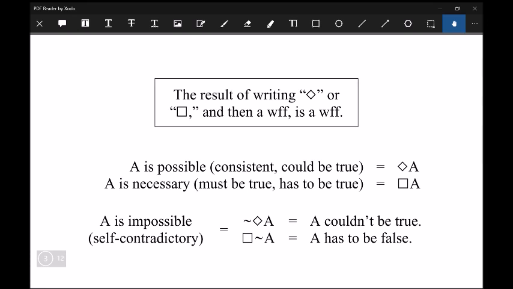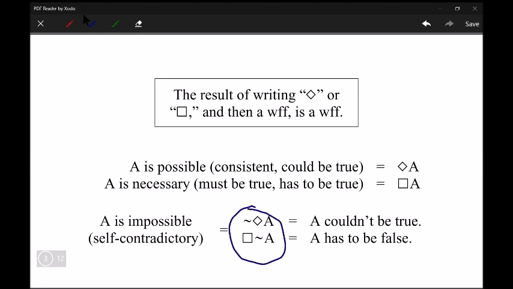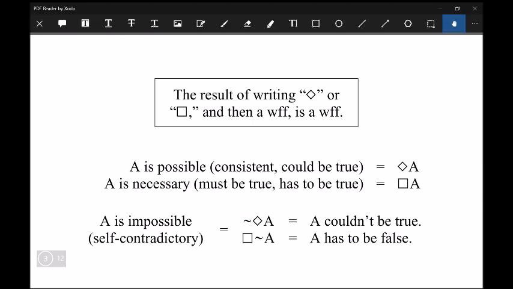Now, impossible, you could express in two different ways. You could say not possible A, or you could say necessarily not A. A couldn't be true, or A has to be false. A is true in no possible world, or A is false in all possible worlds. So impossible or self-contradictory, you could put two different ways, and it really doesn't matter a whole lot which one you use.